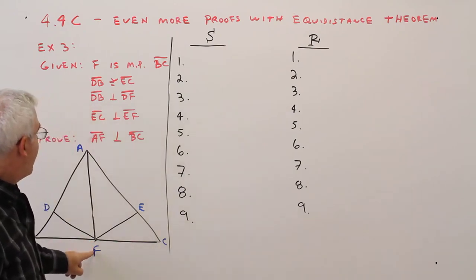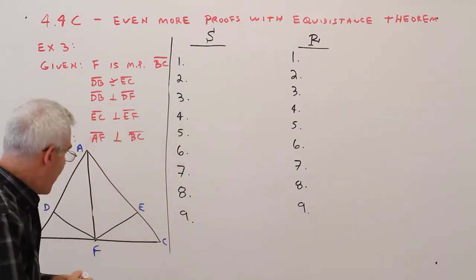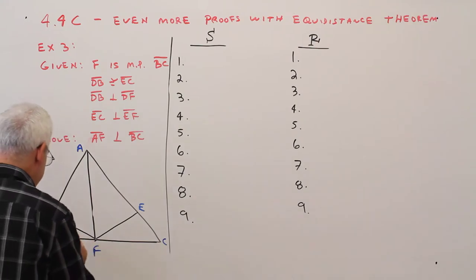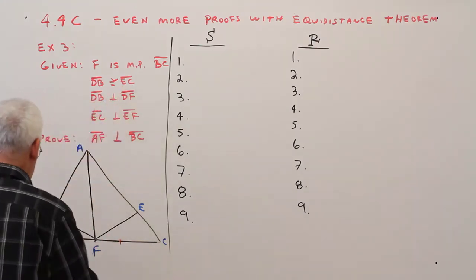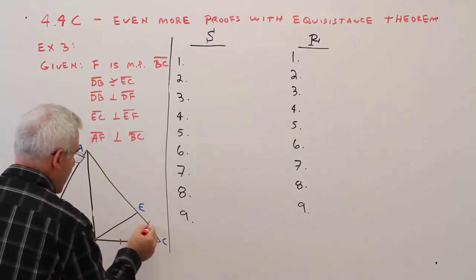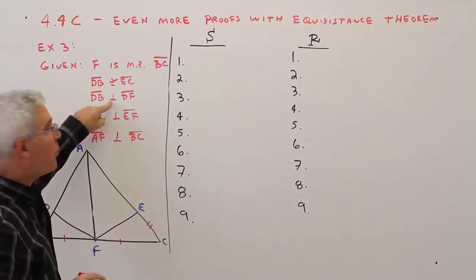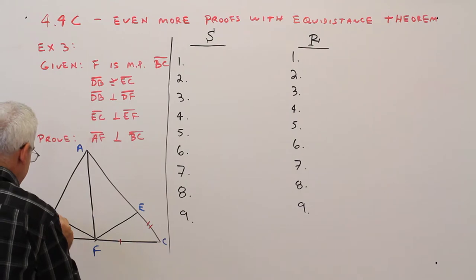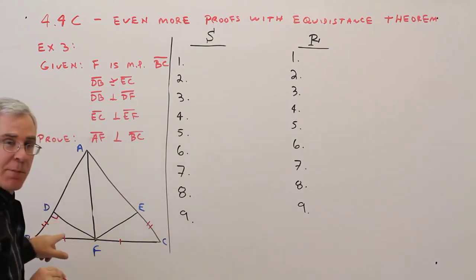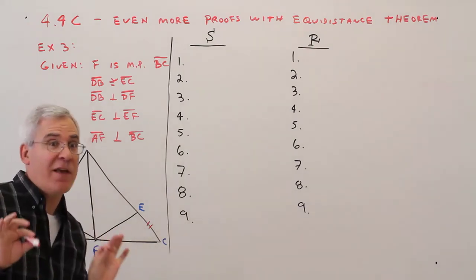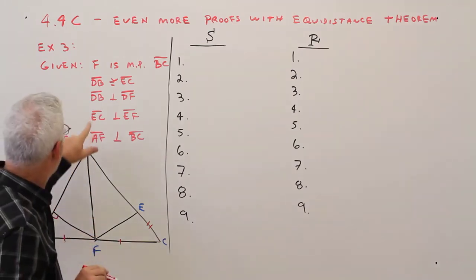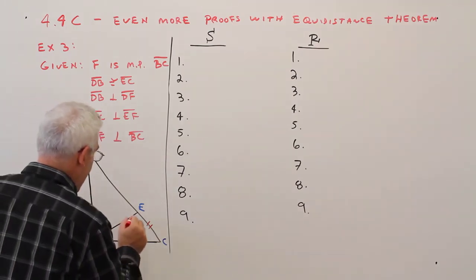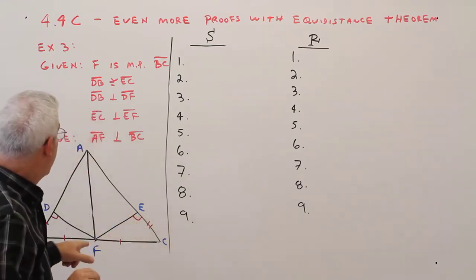So given F is the midpoint of BC, let's just start marking things up like we would. DB is congruent to EC. DB is perpendicular to DF. I'm going to mark my right angle inside that triangle. I just have an inkling that that triangle is what I care about. You could do it there as well. EC is perpendicular to EF. Likewise, I'm going to mark it in there.